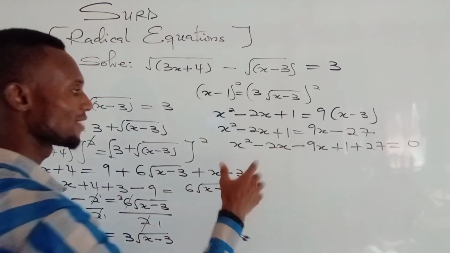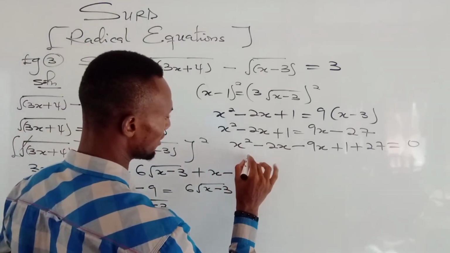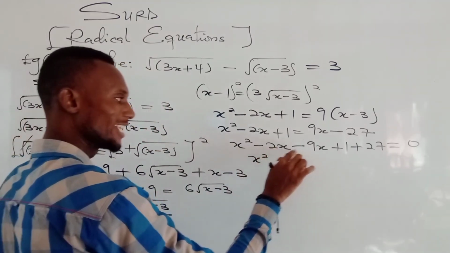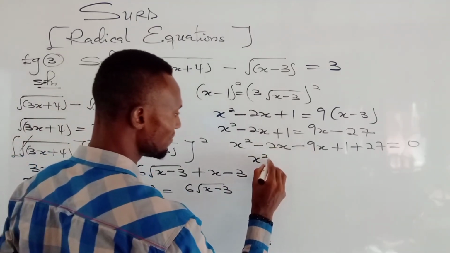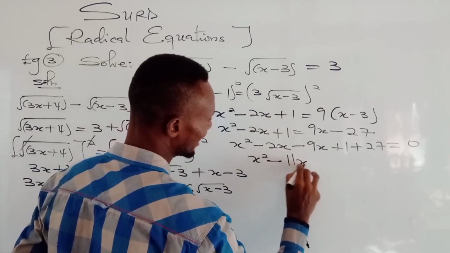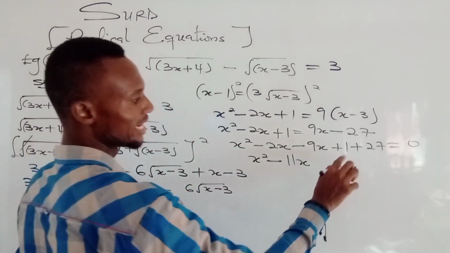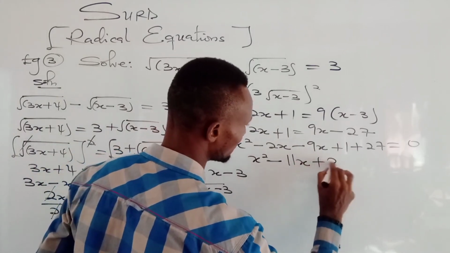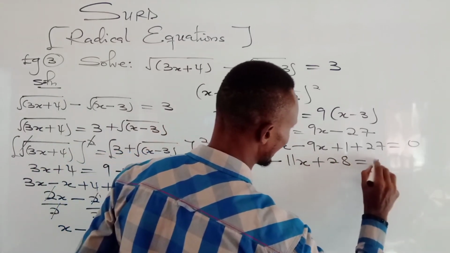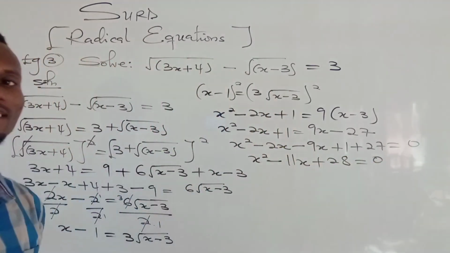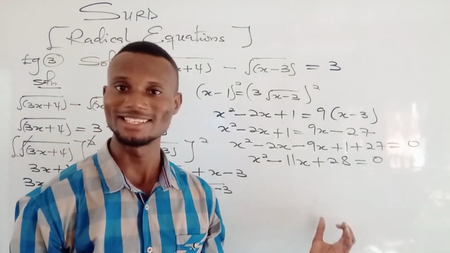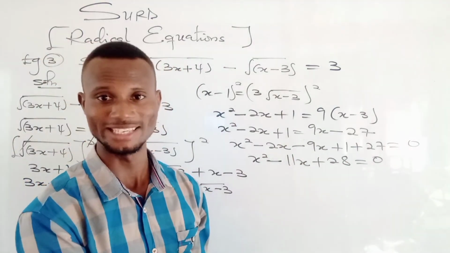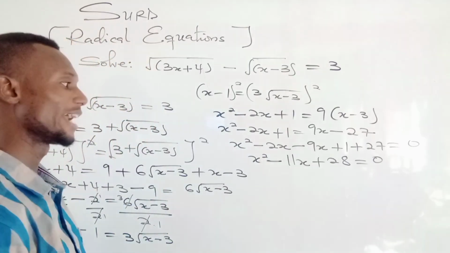Let's simplify further. So my s squared is here, minus 2s minus 9s is going to give me minus 11s, and I hope you agree with me. And then this positive 1 plus the 27 gives me positive 28, then equals to 0. Now you can see that this has become a quadratic equation that we need to solve. So let's go ahead and solve it.